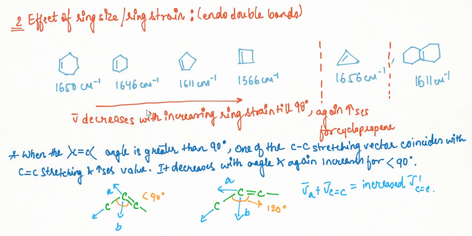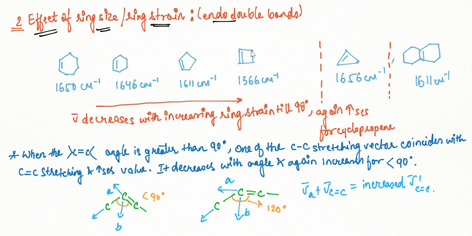Okay, so now we are going to see what is the effect of ring size. So first we saw the effect of conjugation. Secondly, we are going to see the effect of ring size or ring strain. Okay, so in the endo double bond, what is endo? The double bond is inside the ring. Alright, so guys, as we can spot, I have written 4 to 5 systems over here. First is this cycloheptene, this is cyclohexene, cyclopentene and cyclobutene.